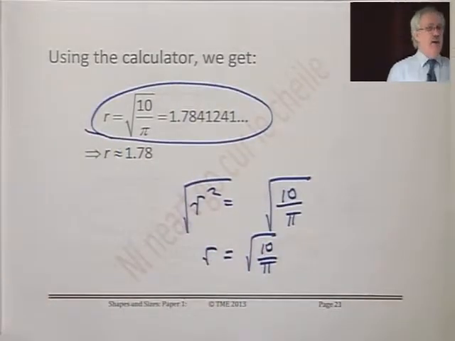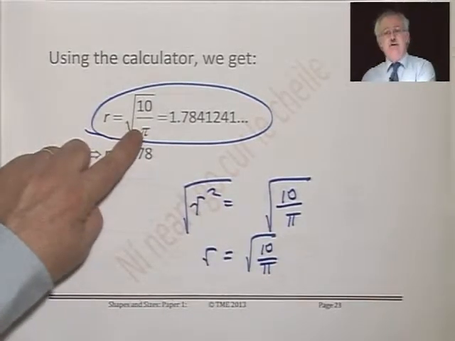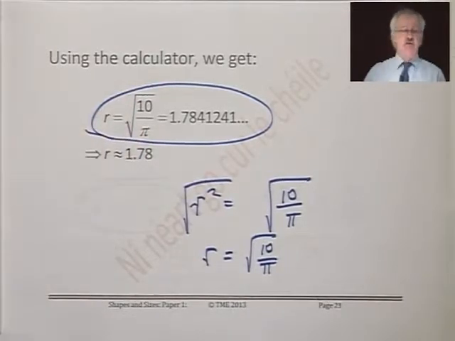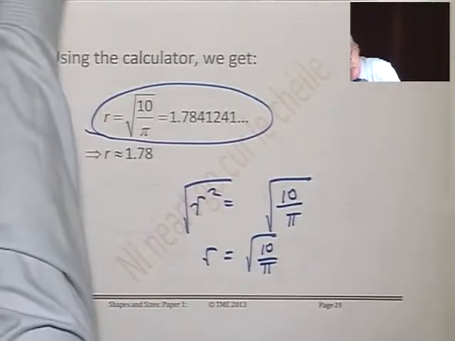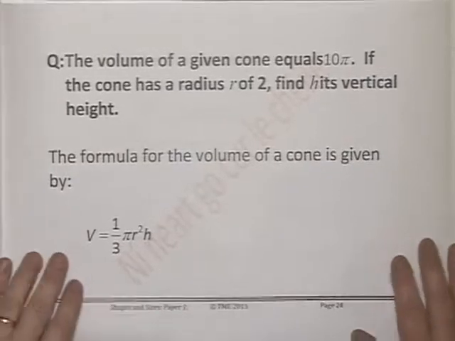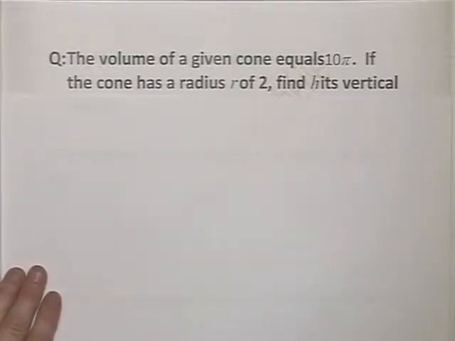Now at 10 over pi, these are just pure numbers. 10 is a number in your calculator, pi is on your calculator as a function, one divided by the other, you hit the square root sign, you have your answer done. And this is as complicated now as it gets. The volume of a cone equals 10 pi. The cone has a radius of r, and find its vertical height. Now this is interesting because the cone is the only thing on your course with 3 variables.